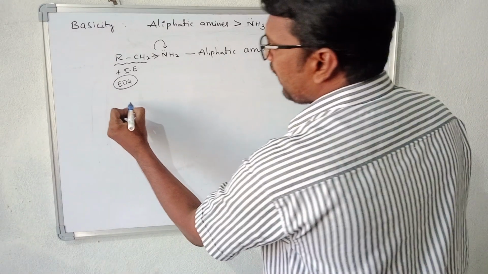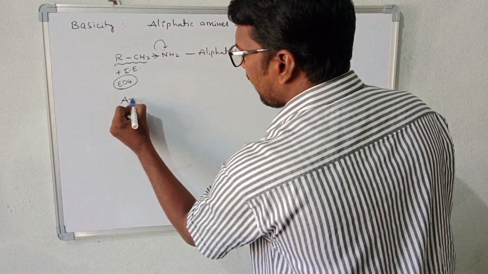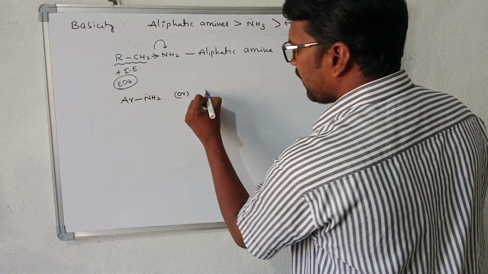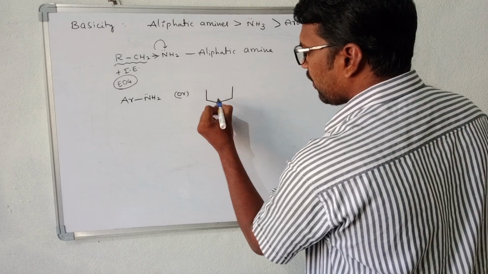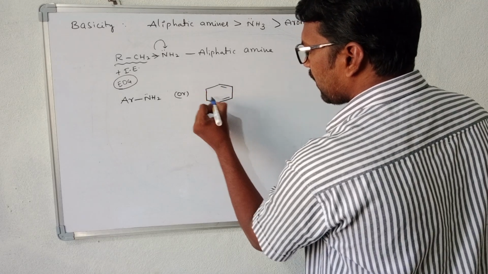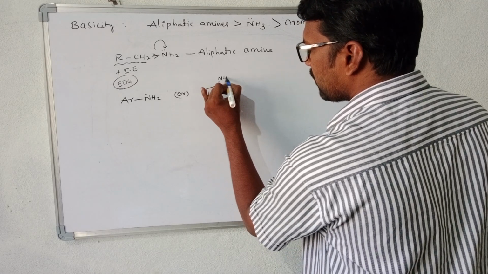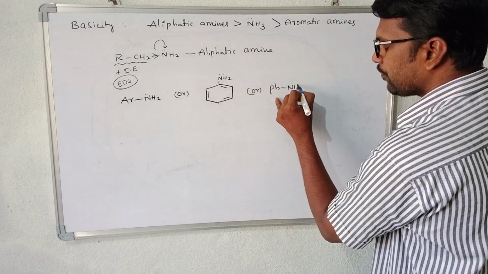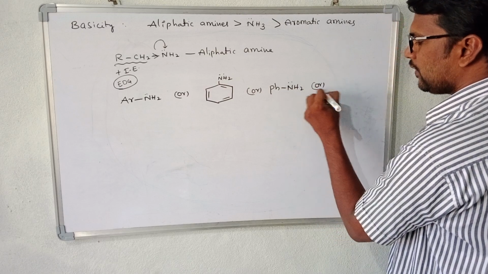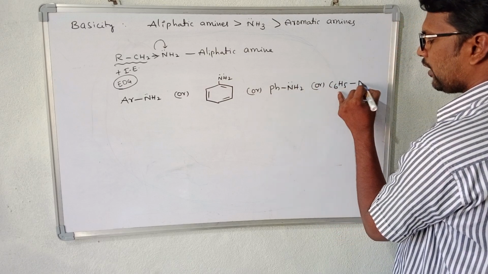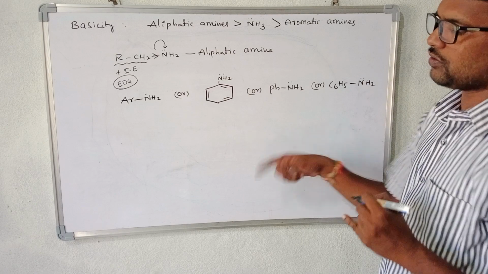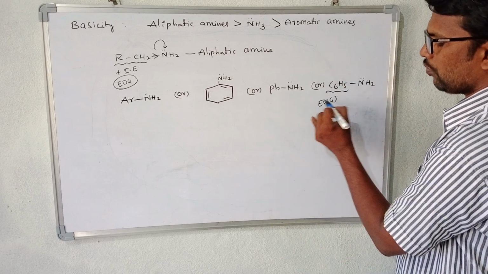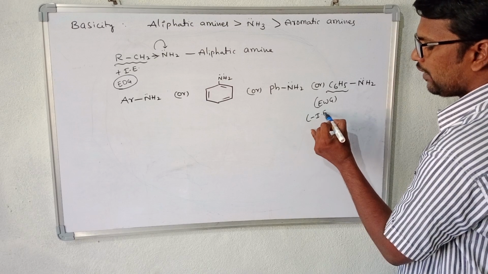But when you take an aromatic amine, we write like this. Ar indicates the benzene ring. If you write the structure in place of Ar, it is present like this: on the benzene ring an NH2 group is present, or in place of this we write PhNH2, or we can take C6H5NH2. We can write any type here. In these you see the C6H5 group is present. It is an electron withdrawing group, that is a minus I effect group.